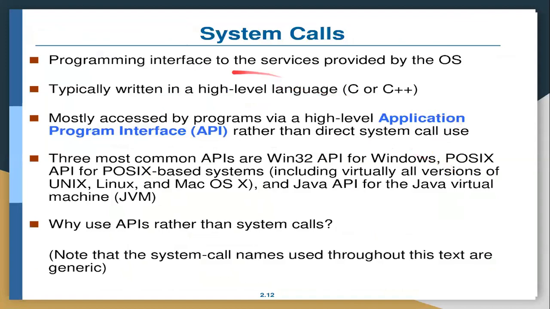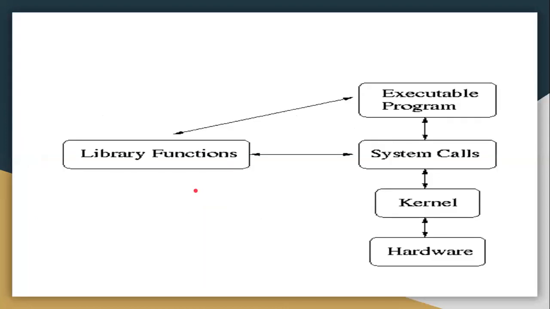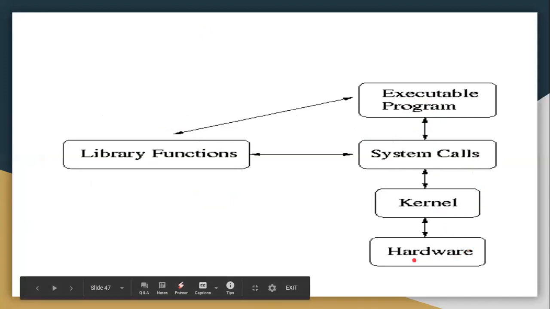And the next one is system calls. System calls are nothing but the interfaces to the services provided by the OS. They are generally written in C or C++, and mostly accessible by programs. High-level application APIs are there, and the APIs actually call your system calls. So the layers are library functions, your executable programs, your system calls, your kernel, and your hardware.